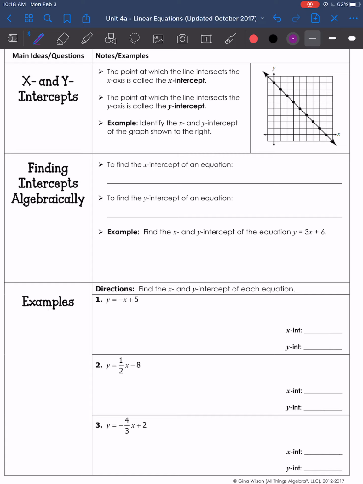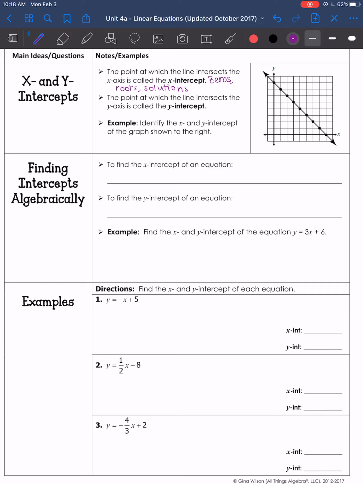The x-intercept is the point where it crosses the x-axis. We call these zeros, roots, and solutions. And then the point where it crosses the y-axis, we call the y-intercept. So we're going to identify the x and y-intercept on our graph shown to the right.